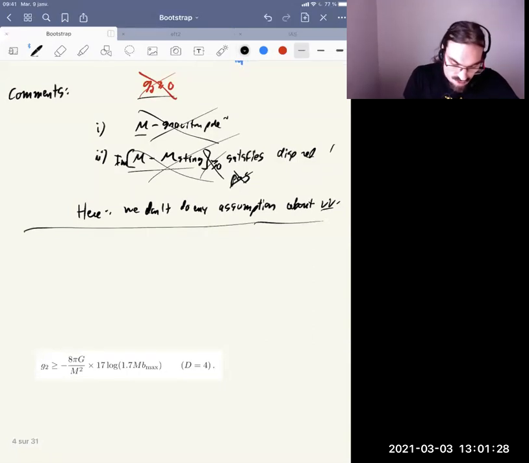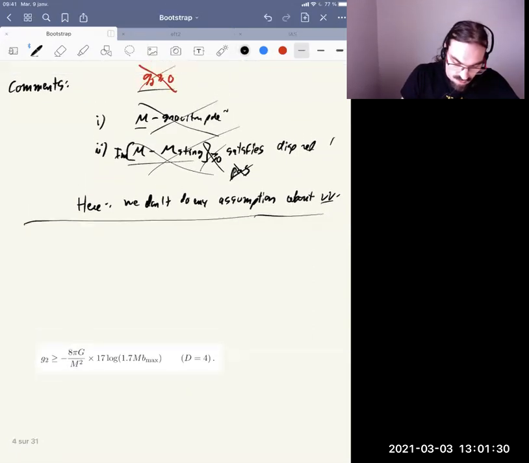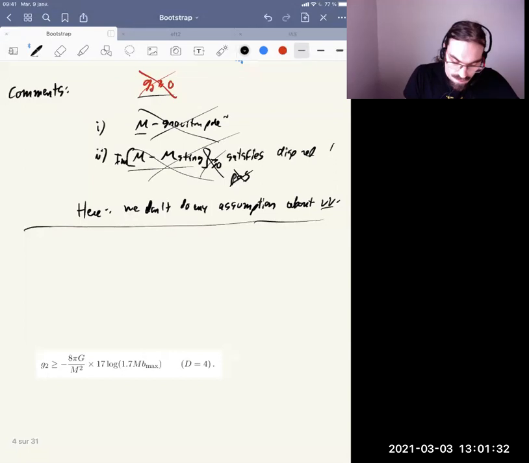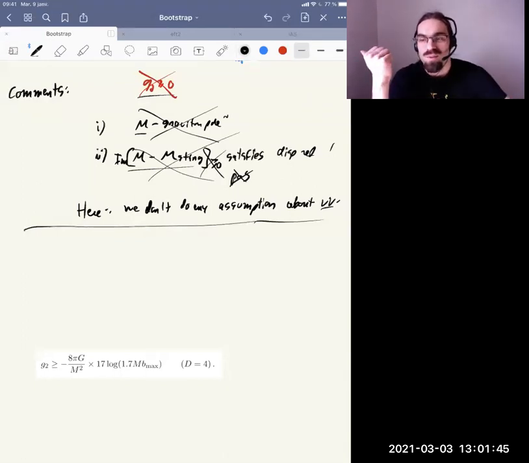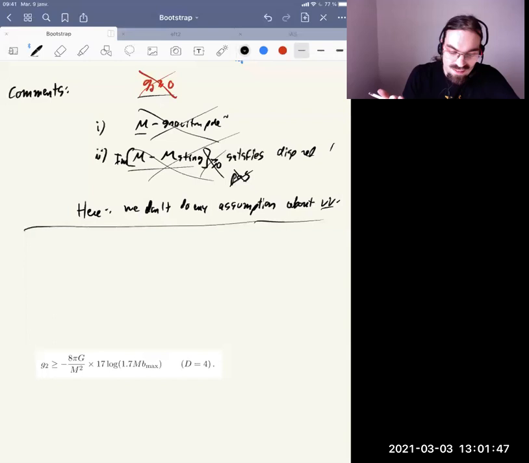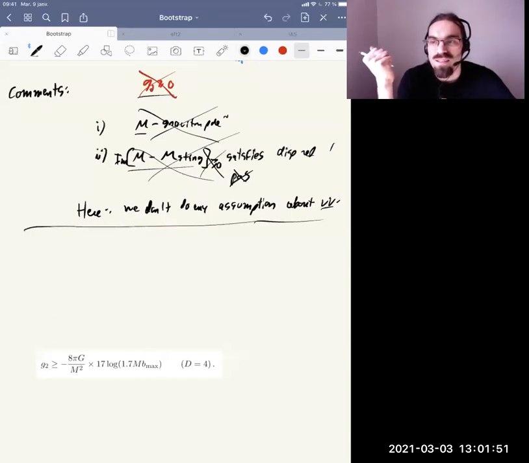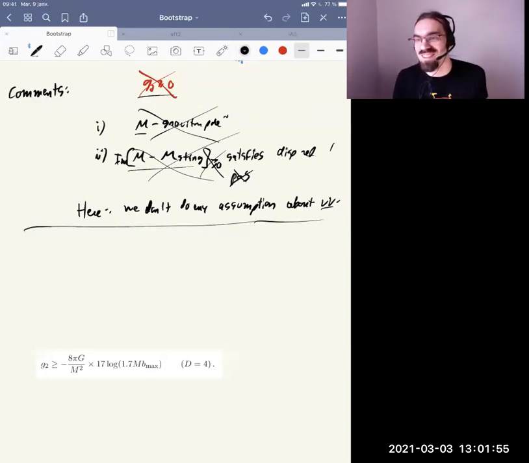Let me briefly mention something in four dimensions. When you try to play this game in four dimensions, you find the following interesting problem: functions that are positive in impact parameter space cannot converge when integrated against gravity.